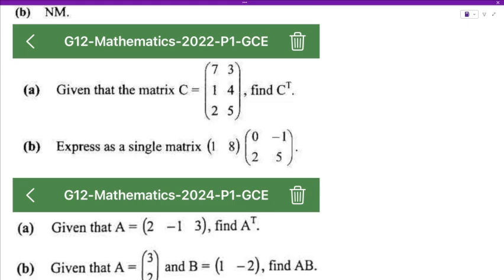Express as a single matrix. When they say express as a single matrix, they're simply asking you to multiply. So you're multiplying this matrix with that matrix. So you're going to say 1 8 multiplied by matrix 0 2 -1 and 5.